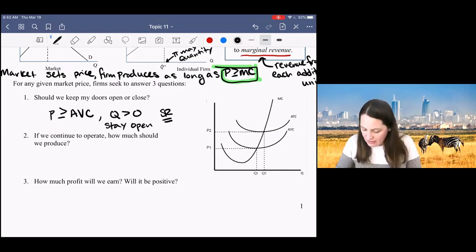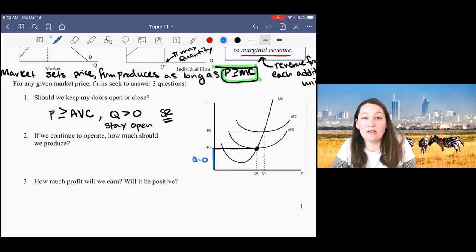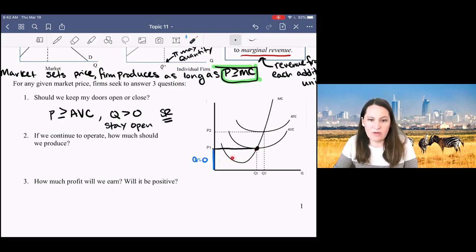So this average variable cost curve is going to tell us something about the firm's operation. P1, where average variable cost intersects your marginal cost curve, that is going to be the lowest price at which the firm would operate. And below that price, you'd be below your average variable cost curve and you would produce a quantity of zero. In other words, you would close in the short run.